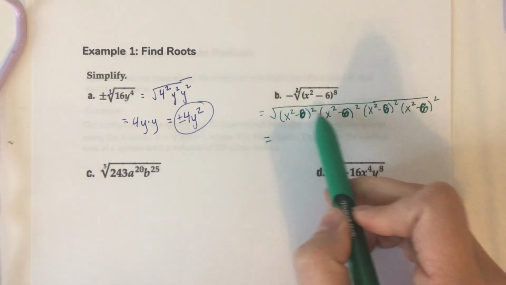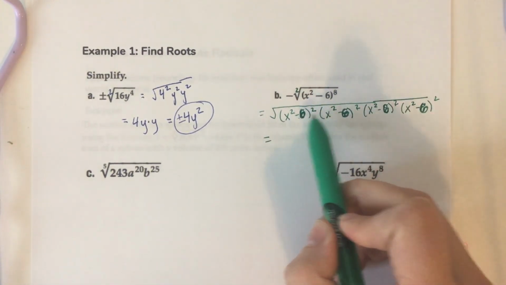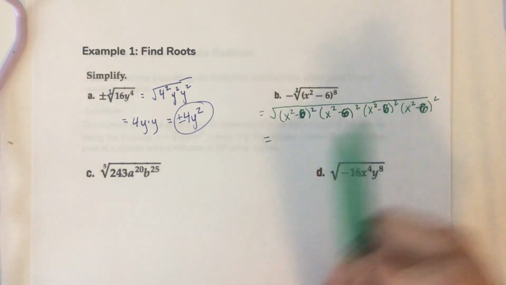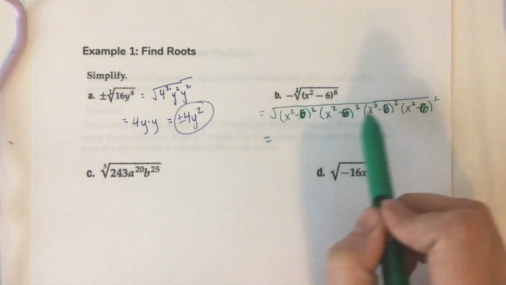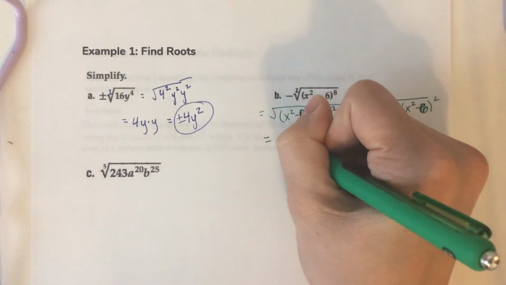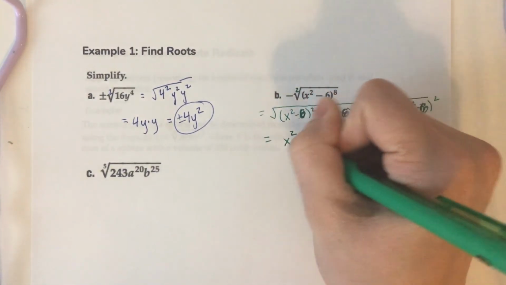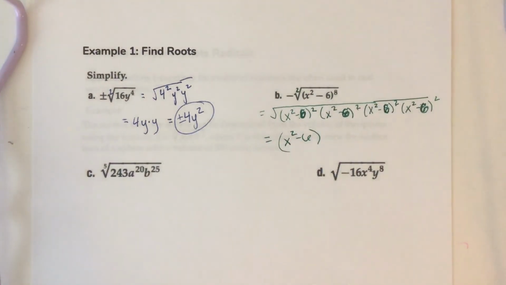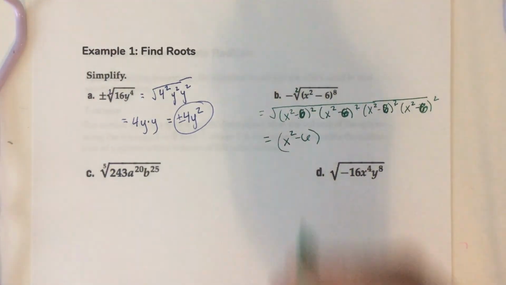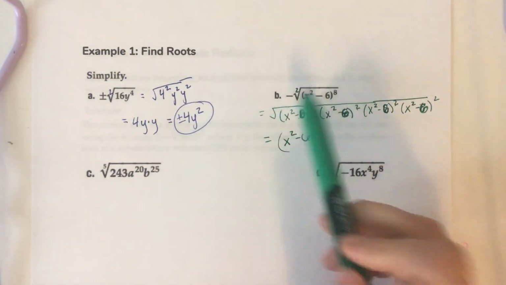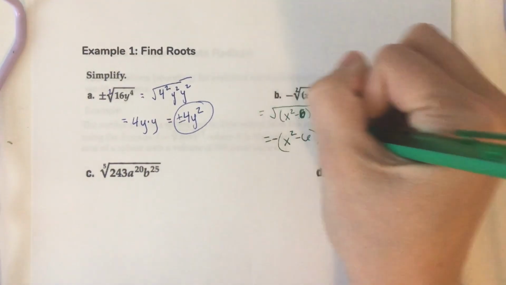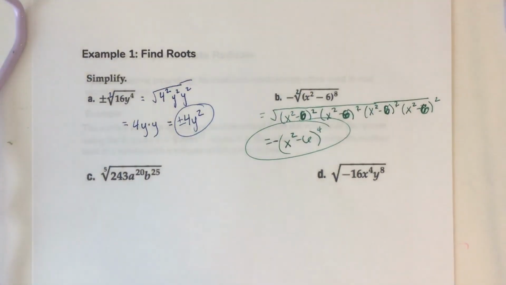And then since we're grouping in 2 here, I have 4 of these expressions raised to the second power. I know this square root and all of these 2's are going to cancel, which means my final answer would be this guy in parentheses, x squared minus 6, to the fourth, because I have 4 of them. And since there's a negative out in front there, I'm going to keep my negative out in front here, and there's my answer.